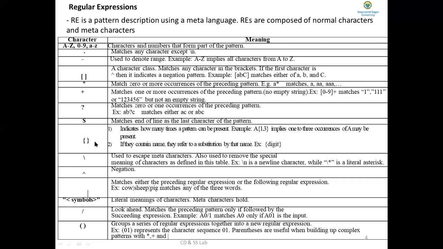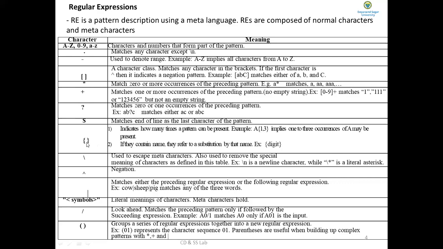Then flower base, it can be used in 2 ways. So indicates how many times a pattern can represent. Say for example, capital A followed by in flower base 1 comma 3. That means it indicates the repetition of the pattern. Okay. So this example implies 1 to 3 occurrences of the letter A, capital letter A. That means A, or it can be AA or AAA. It matches 1 to 3 occurrences of the letter A.